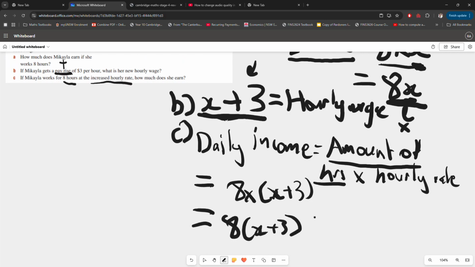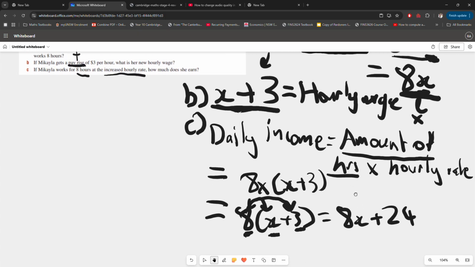8(x plus 3). Alternatively, you can expand if you've learned how to expand. I'm not sure if you have. If you've just started this, you probably learn that a bit later. But when you do expanding, you just multiply the first number with the outside and the second number with the outside individually. So it'd be 8x plus 24. And that is it. That would be her daily earnings.